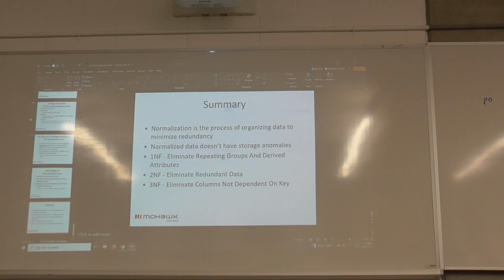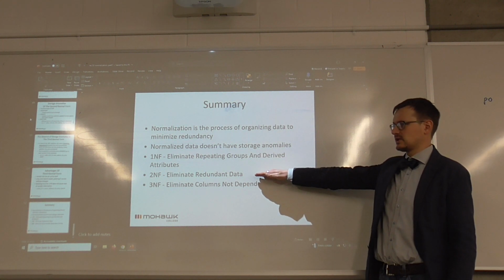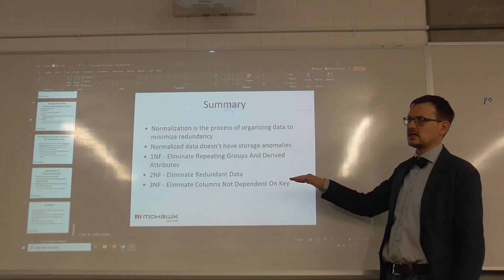Summary. Normalized data does not have storage anomalies. First normal form eliminates repeating groups and derived attributes. Second eliminates redundant data. Third eliminates columns not dependent on the key.